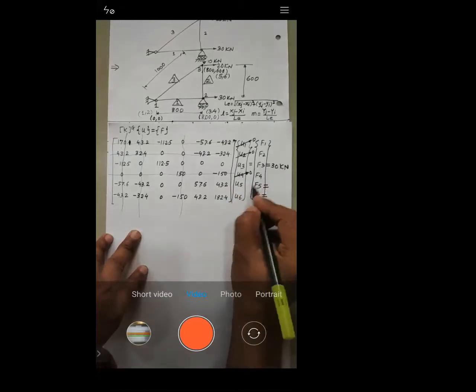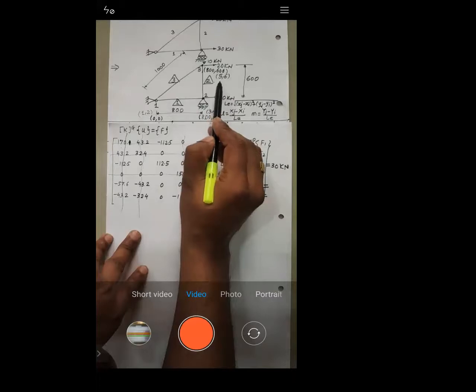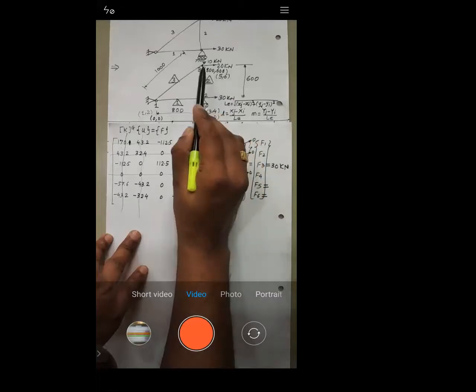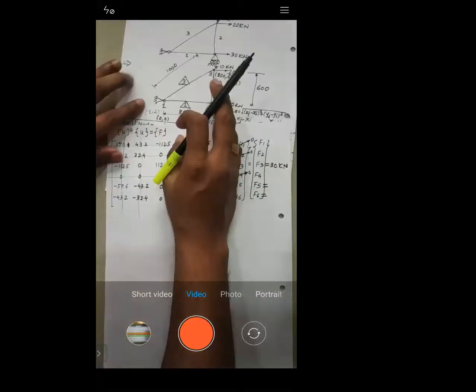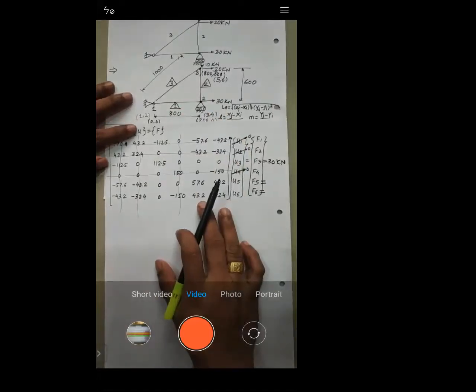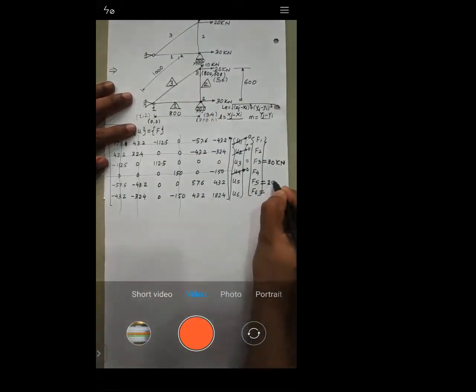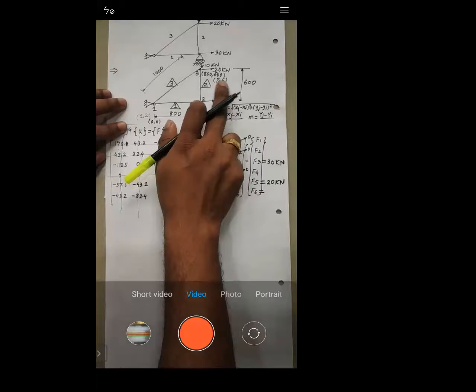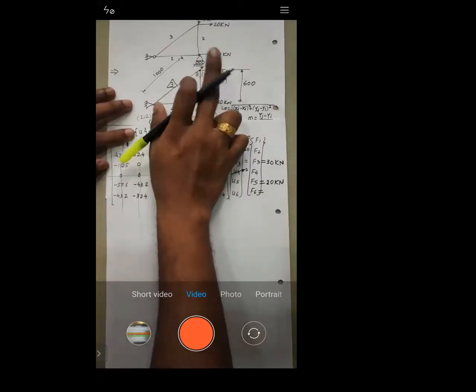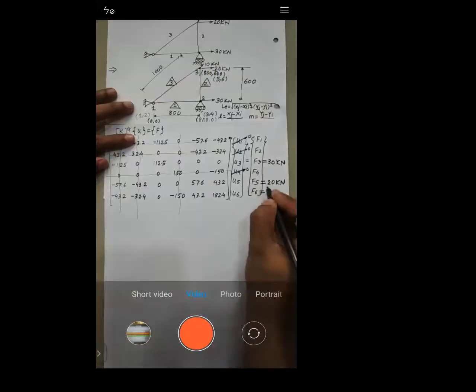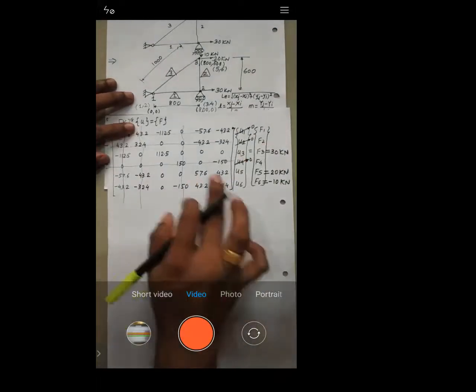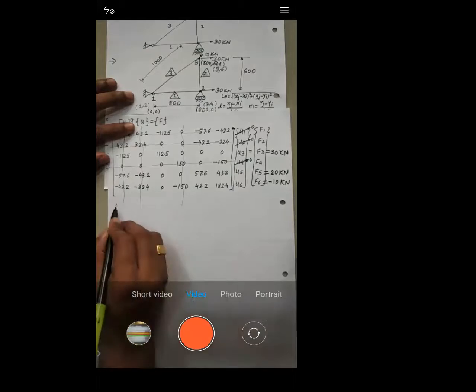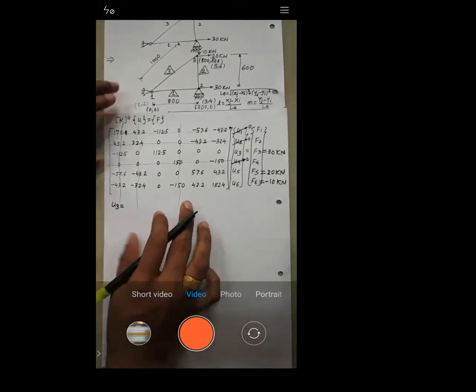Next, F5. F5 is related with X direction, the force at node 3 in X direction. How much? 20, sir. Right, it is 20 kilonewton. Now, what is F6? F6 is related with the Y direction. What do you have? 10 kilonewton. It is in Y direction, but it is going down, so it is -10. Is it okay? So you just solve this and tell me the values of U3, U5, and U6. Do it.